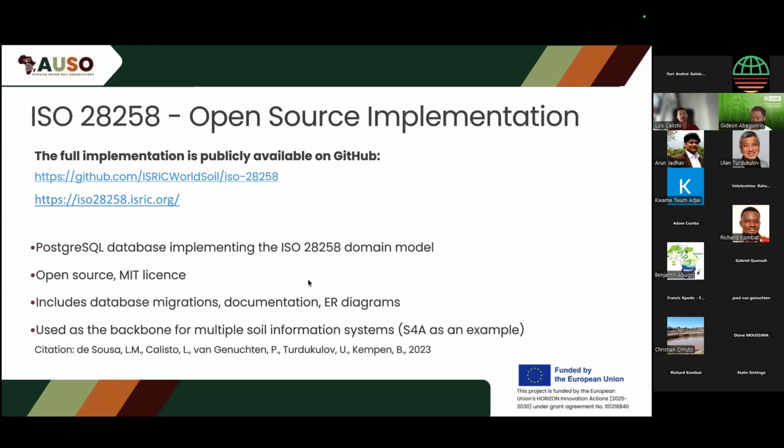And this has been used in multiple projects, for example, Soils for Africa. This standard and this implementation was the backbone of Soils for Africa data, but also many other projects that we at ISRIC are using. Even WoSIS, I don't know if you are aware of it, is a product that we have at ISRIC, and WoSIS is also now based on this ISO 28258.